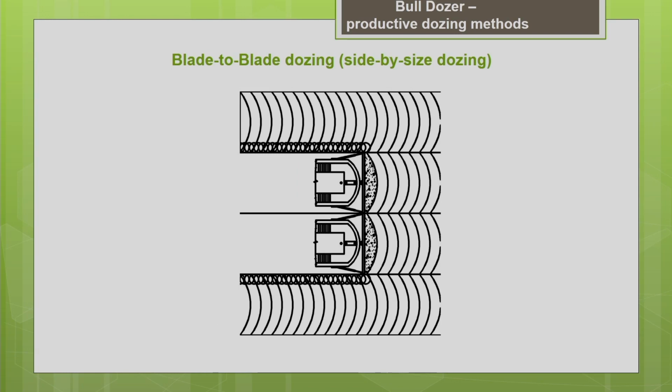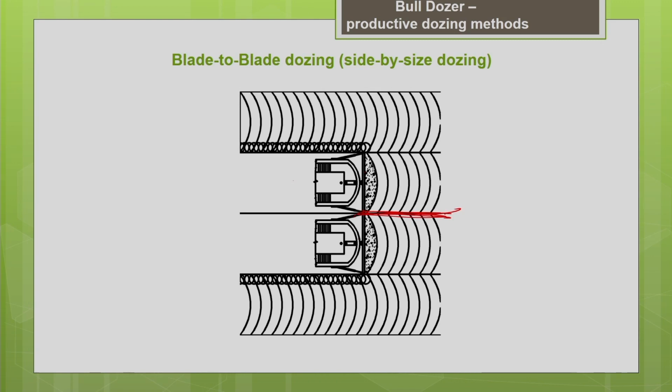Now let us see another productive dozing method to reduce the end spillage. Here we have to employ two bulldozers together and maneuver them in such a way that the blades come closer to each other, almost touching. When the blades are closer to each other, obviously you can reduce the spillage of material between the blades.